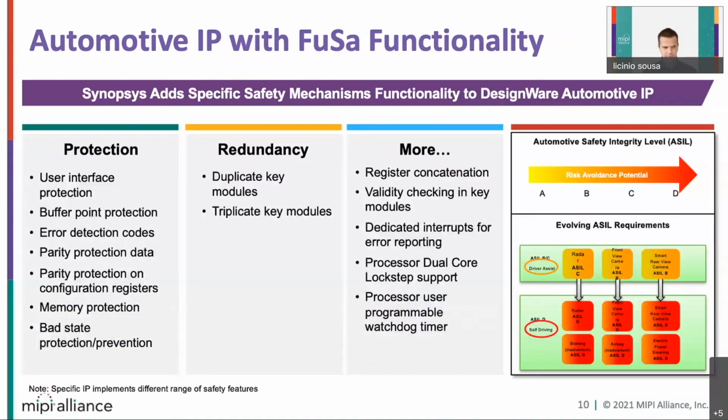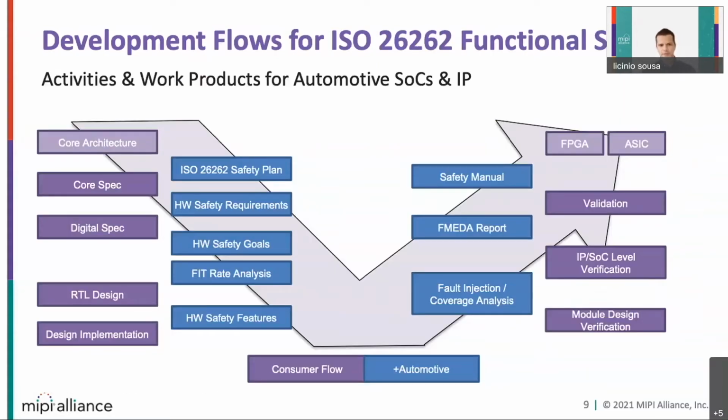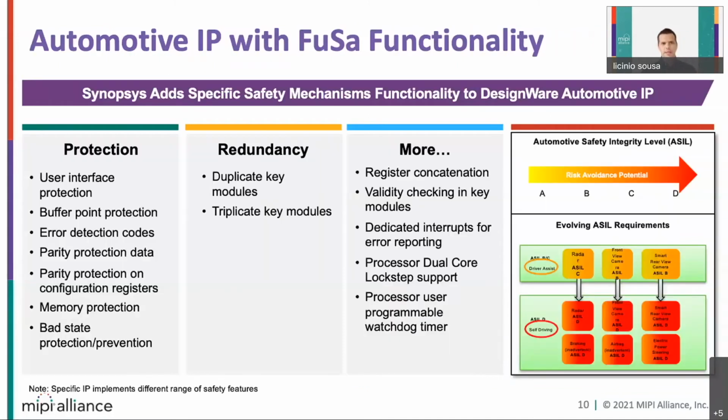I talked about in the previous slide these safety features that you need to implement in order to target these safety levels. And in this slide, I'm giving you a generic overview of the types of safety features that are needed in order to target those safety levels. We're talking about protecting interfaces, protecting the buffers they're using to implement the protocol, redundancy, making sure that you protect critical circuits, and other aspects related to the functionality that you're implementing. So in general, you need those safety features in place in order to achieve those target safety levels, which is represented here on the right side. It all depends on the requirements of the application, if it's for drive assist or for self-driving.